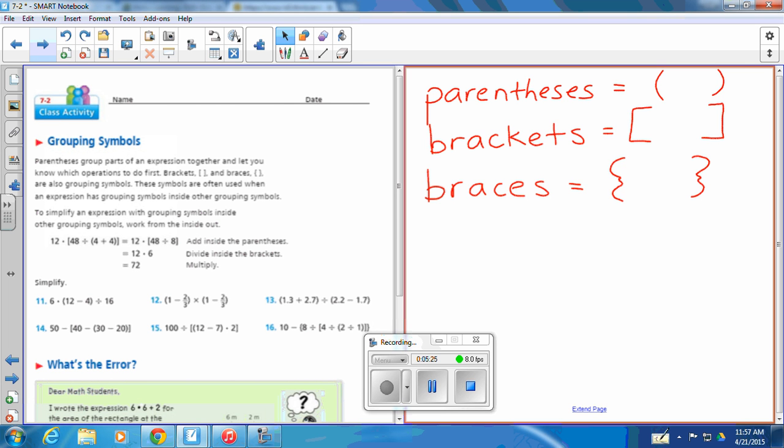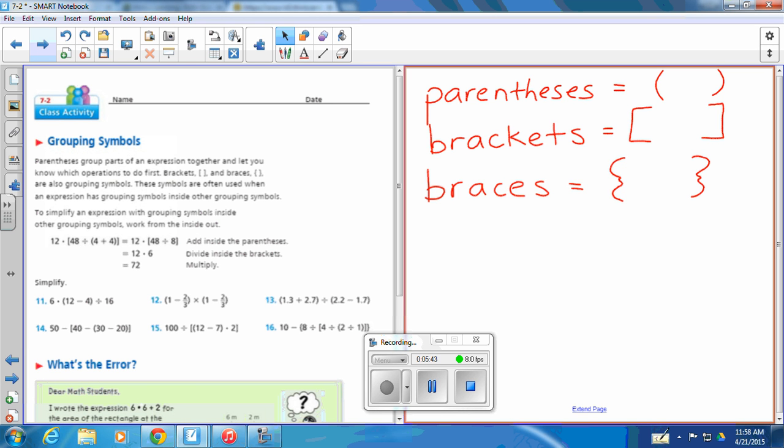And when you have multiple sets of grouping symbols, you start from the inside and you work your way out. Okay, so the innermost things are going to be parentheses. The next thing out will be the brackets, and then finally you'll have braces. Okay, so let's try one of those.